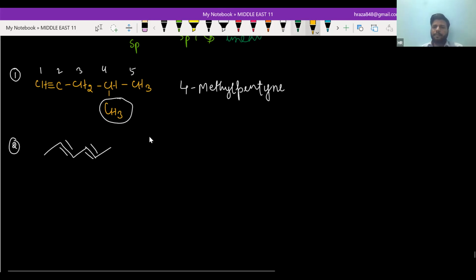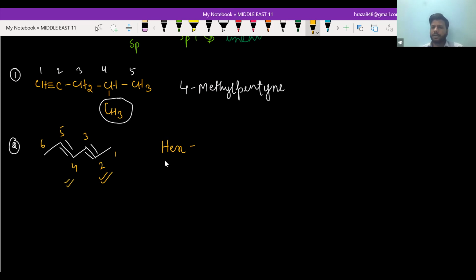Now you can give numbers from left or right in the second question. It won't matter. It will be the same from both sides. 1, 2, 3, 4, 5, 6. There is no branch. So we will jump to the parent chain. Here there are 6 carbons in the parent chain. So we will use hex. And then at C2 and C4, the positions of the triple bonds. So 2, 4-diyne. So this is the name of the given compound.